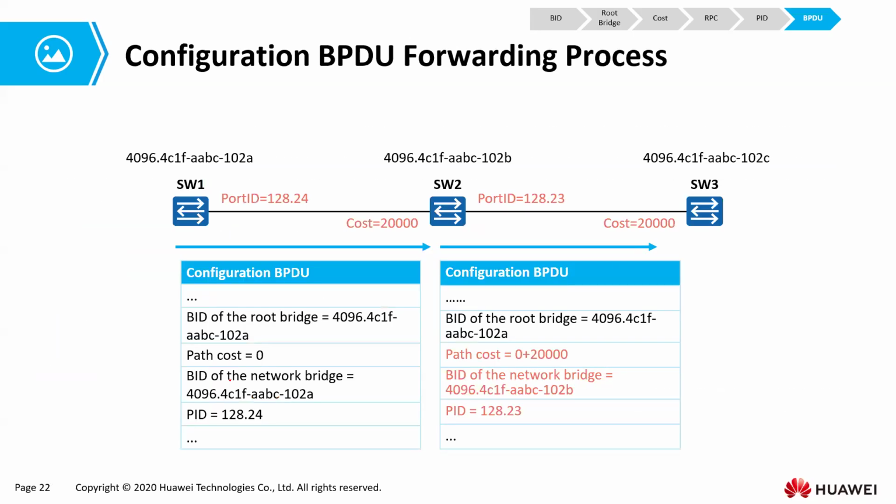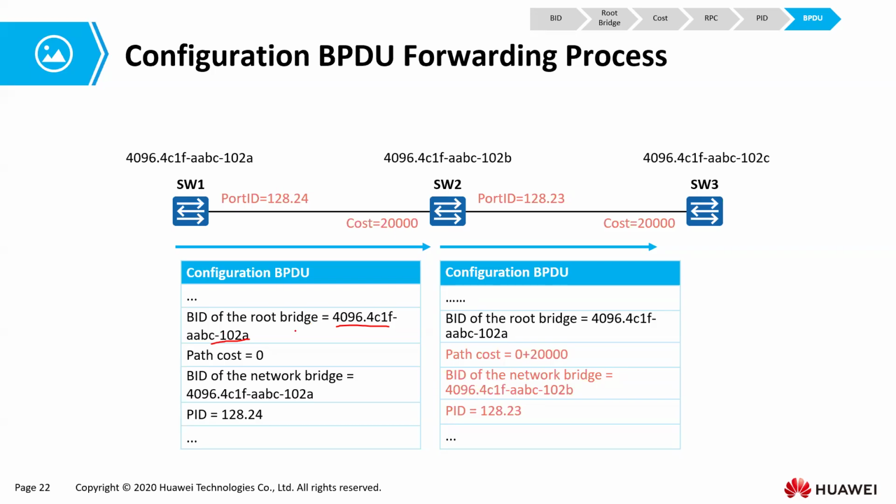Configuration BPDU forwarding process. What do we have here? Here we are looking at the exchange of configuration BPDUs. Switch 1 sends a configuration BPDU. It has information, most importantly the bridge ID. 4096 is probably our priority. Let me see. That's our MAC address.